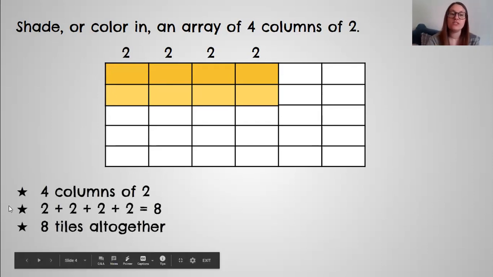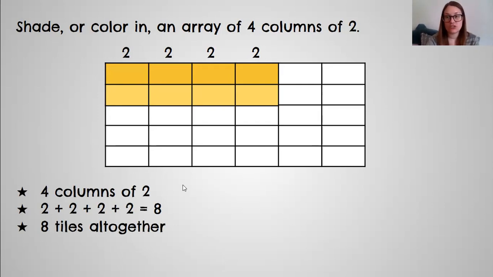Right. So we started with what we knew. We had 4 columns of 2 square tiles. If we are writing a repeated addition equation, 1 column of 2 plus another column of 2 plus another column of 2 plus another column of 2. We have 4 columns of 2. And altogether that gives us 8.